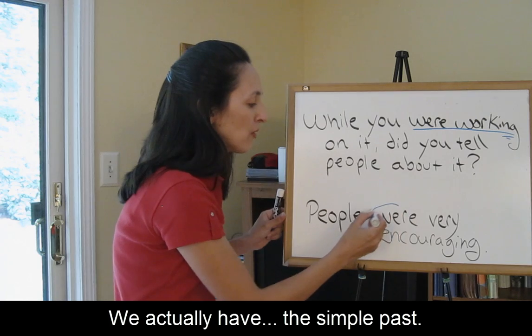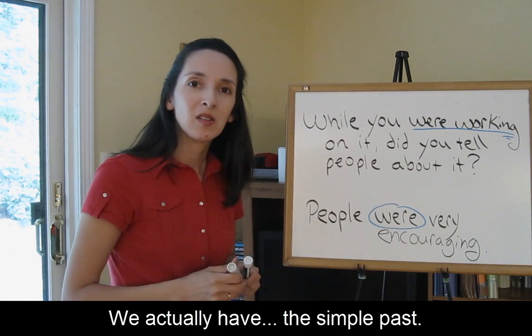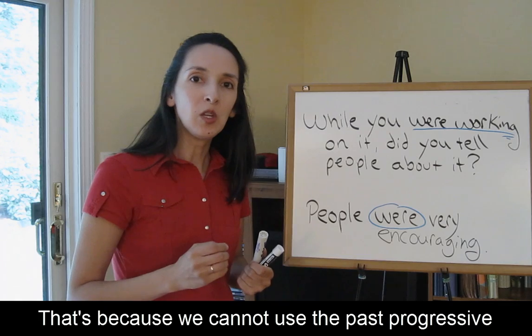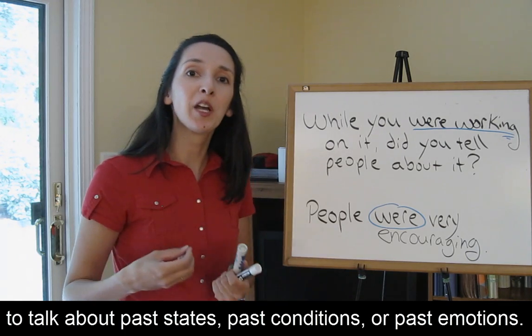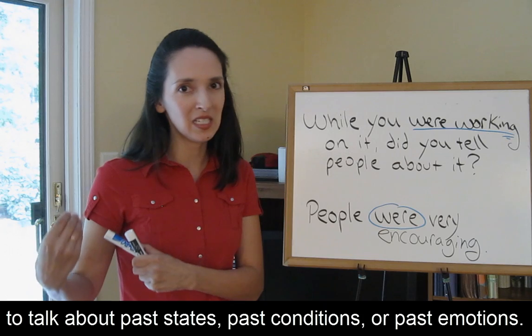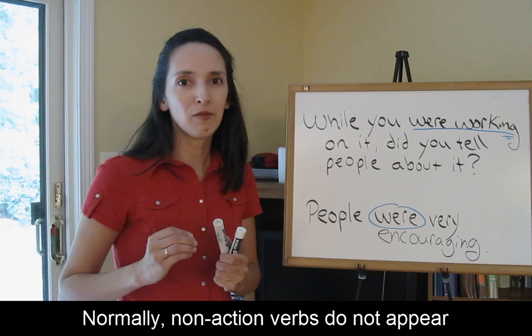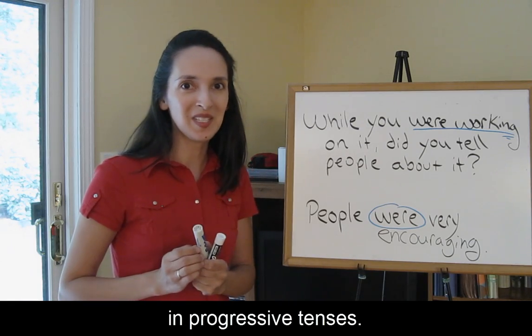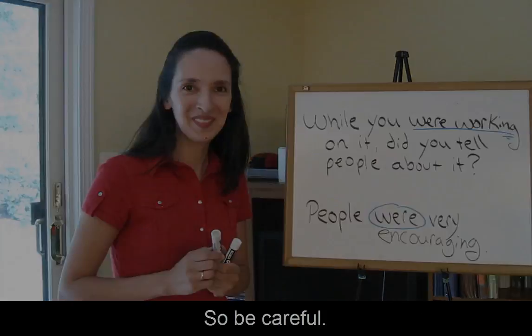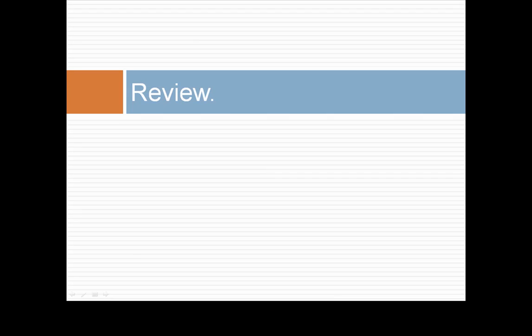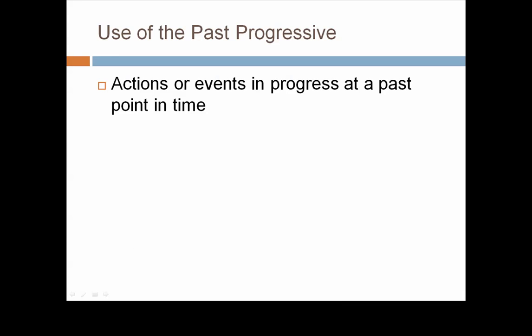We actually have the simple past. That's because we cannot use the past progressive to talk about past states, past conditions, or past emotions. Normally, non-action verbs do not appear in progressive tenses, so be careful. So the past progressive expresses actions or events in progress at a past point in time. They are unfinished. The emphasis is on the activity as it occurred.